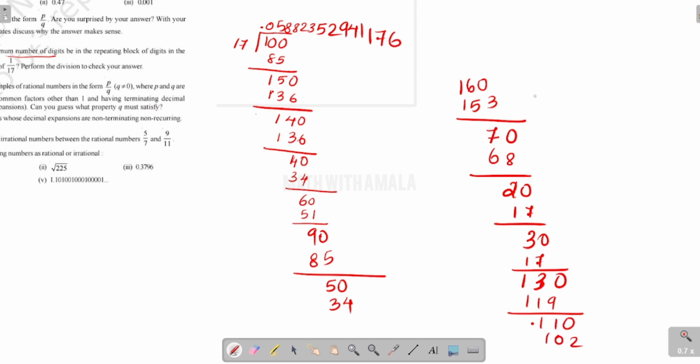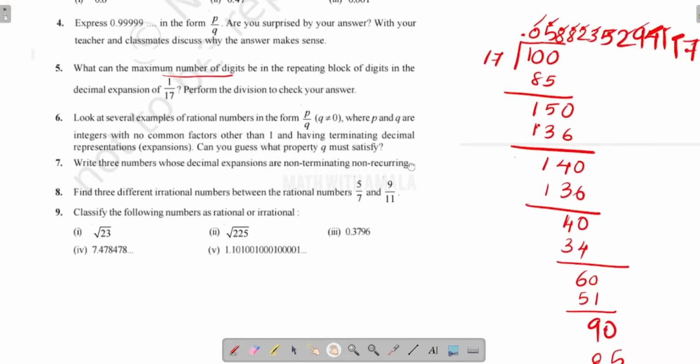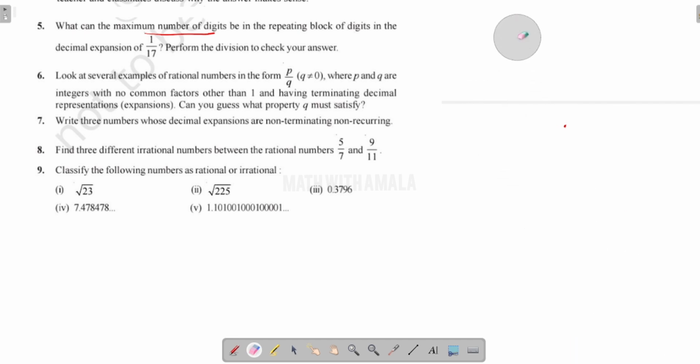110, 102, 80, 68, 120, 119, then again 100. So here we reach the starting point, which means at this point the quotient will be repeating. The decimal expansion will be repeating with some kind of numbers. So if we calculate the total number of digits which are repeating, it is actually 16 digits. Okay, so the question is how many digits? So you can say the number of digits in the repeating block of this division is 16.